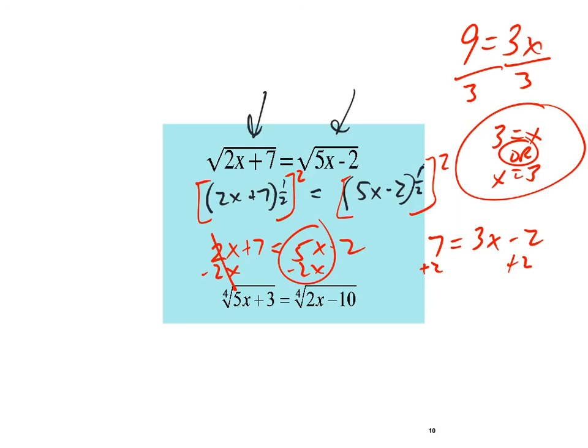And again, you could put that back into the equation. 2 times 3 is 6. 6 plus 7 is 13. So that's root 13. 5 times 3 is 15. 15 minus 2 is 13. So that's root 13.